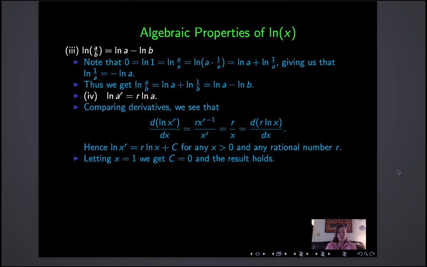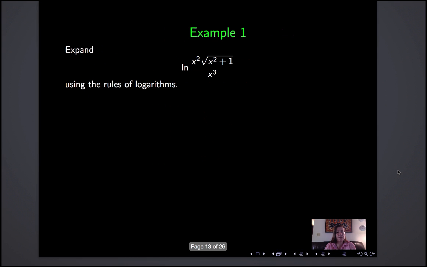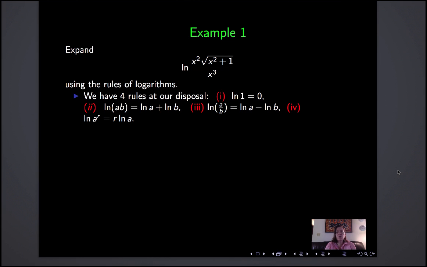And this tells us that the natural log of x to the r is r times the natural log of x, and then we can plug in any value of a for x and find our rule. Well, how do we use these rules? Suppose we apply the logarithm to x squared times the square root of x squared plus 1 over x cubed, then we can use our logarithms to expand this function.